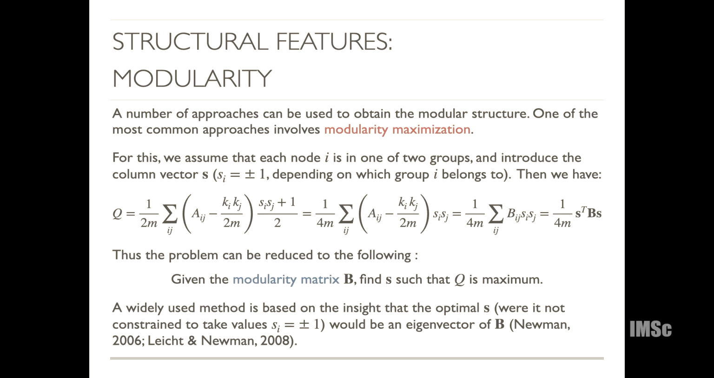But the problem is S cannot be any eigenvector. S has to be only +1 or -1. So I have to have the S which comes close to that. I'll skip those details for now, but that's the insight over here.